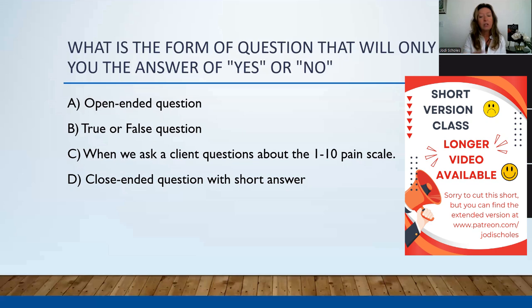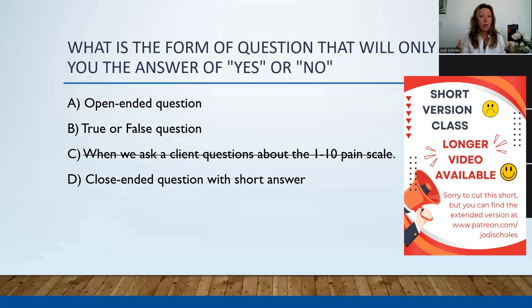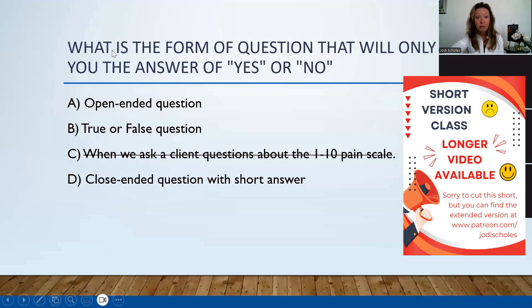Now, here's another technique you can use. Let's use our first technique. Let's get rid of one wrong answer, okay? We know letter C is not going to be just yes or no. It's a pain question because we're asking them about the pain scale. And they're only going to give us one answer. Like, no, they might give us a longer answer, but it's a pain question. Okay. The other technique you can use is to take the answer and insert it into the question. So let's practice on letter D. Close-ended questions with a short answer is the form of a question that will only give you the answer yes or no.